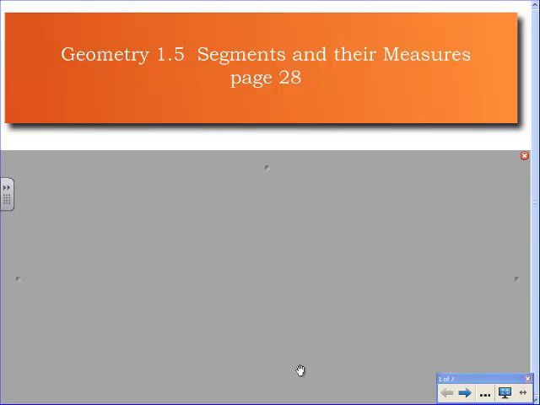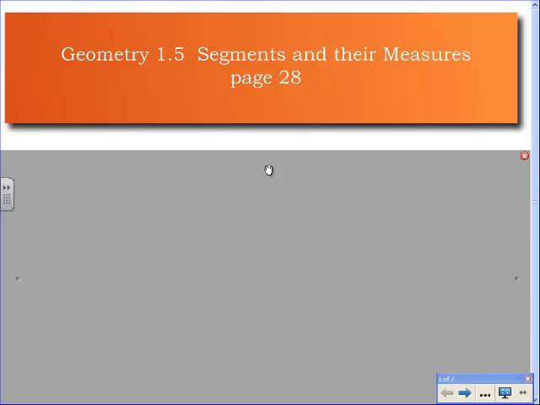Welcome to Geometry, Section 1-5. Today's lesson is about segments and their measures. We've already talked about segments a little bit, and we know that they're a part of a line. Remember, the notation for a segment uses the two endpoints with a line over the top.